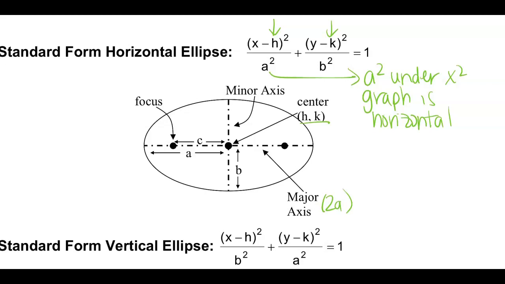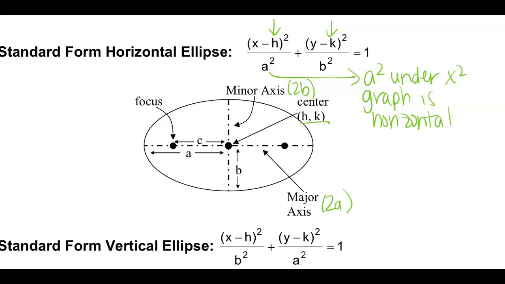For the minor axis, this directly relates to b. So for this minor axis, which is this whole length here, it's going to relate to your b value. So whatever your b value is, if you were to just double that, that will give me my minor axis length, that distance.